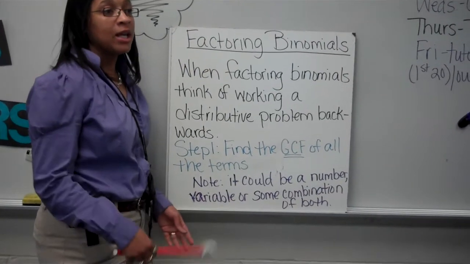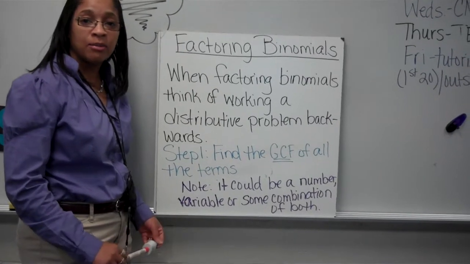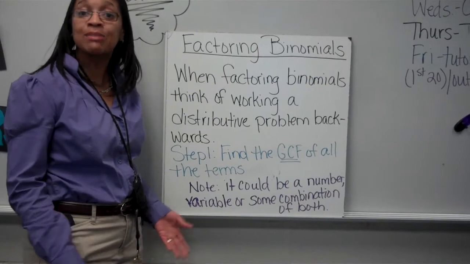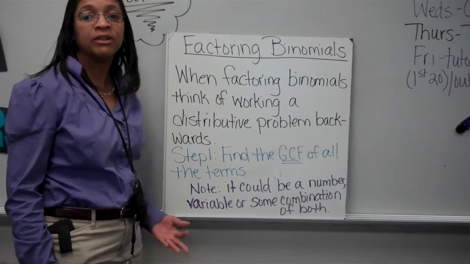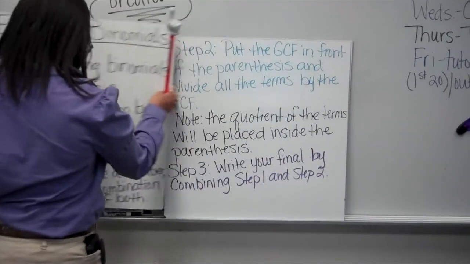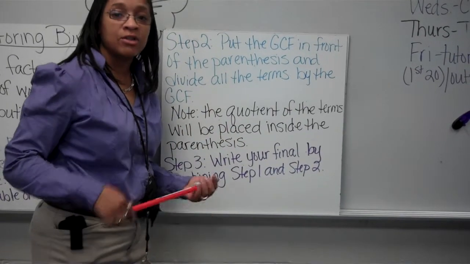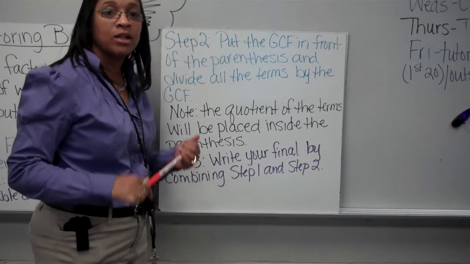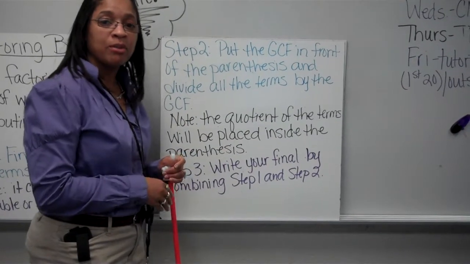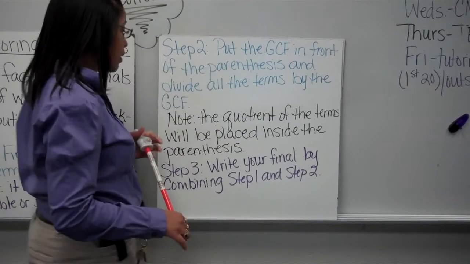of all your terms. One important thing to know is that the GCF of your terms could be a variable, or it could be a number, or it could be a combination of both. It could also be an expression like a plus 5 as your GCF. The second thing you need to remember is that once you determine the greatest common factor of all the terms, that number goes in front of your parentheses and serves as your coefficient, or the number that you will distribute.